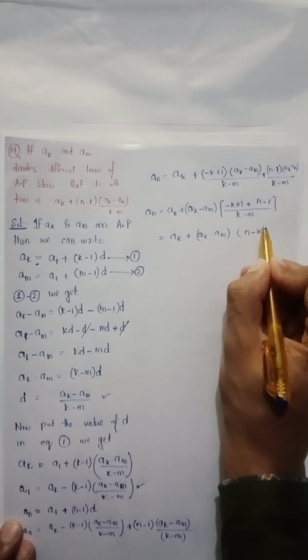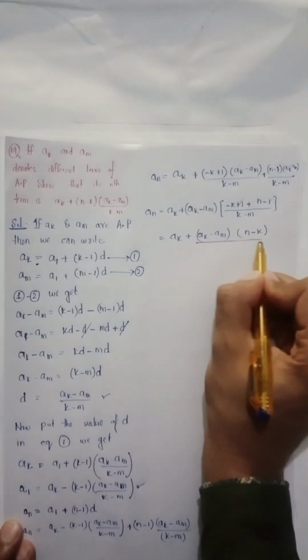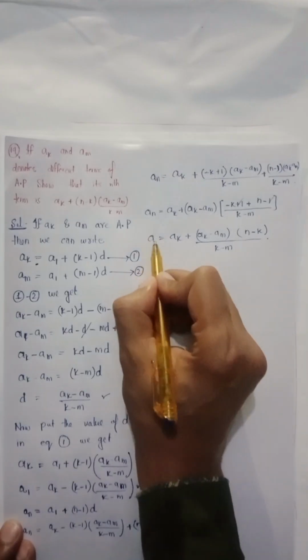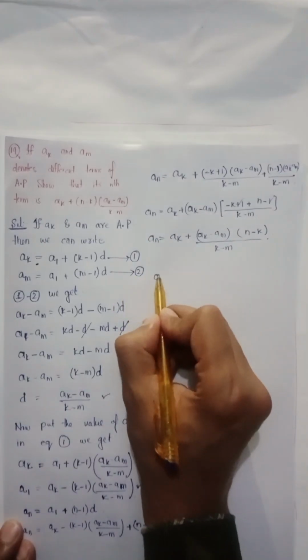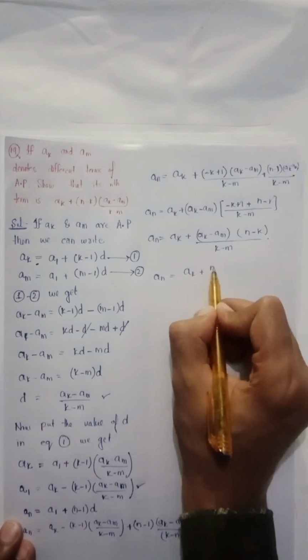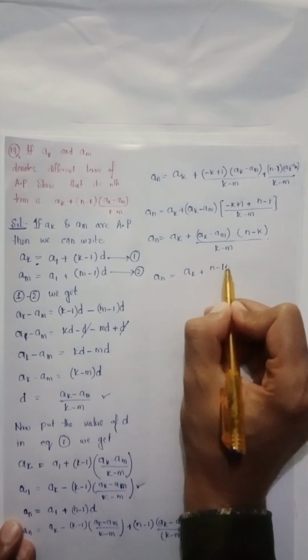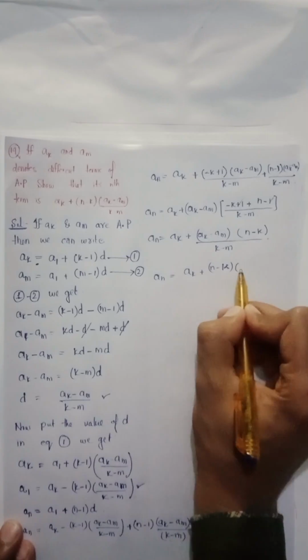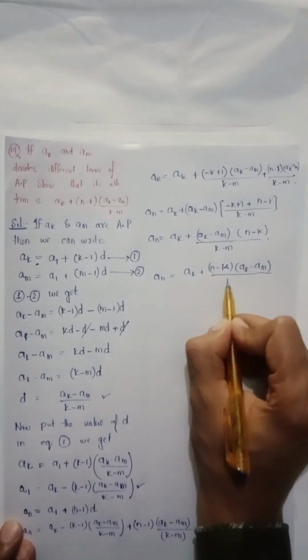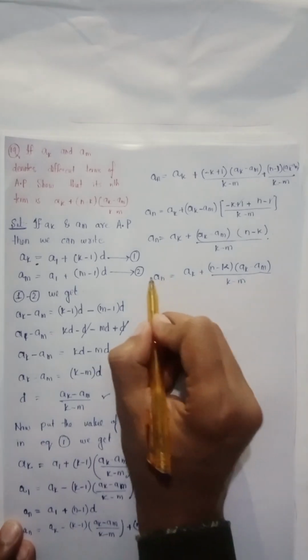In next step by rearranging we will get our form n minus k into k minus a_m divided by k minus m. This is our required result. Hence proved.